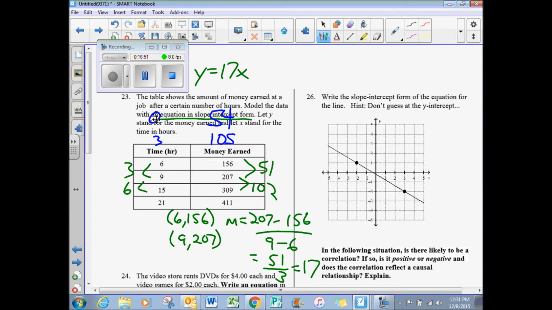All right, so what's the y-intercept? Or you could have put it in point slope form and figured it out as well. Okay, all right, glad we had that chat.